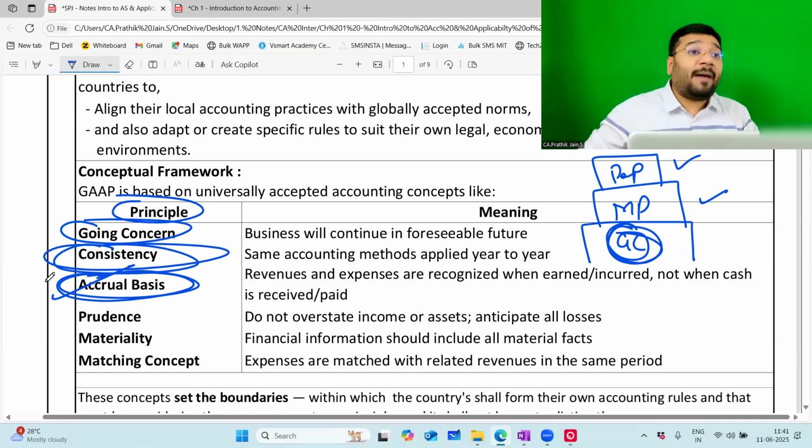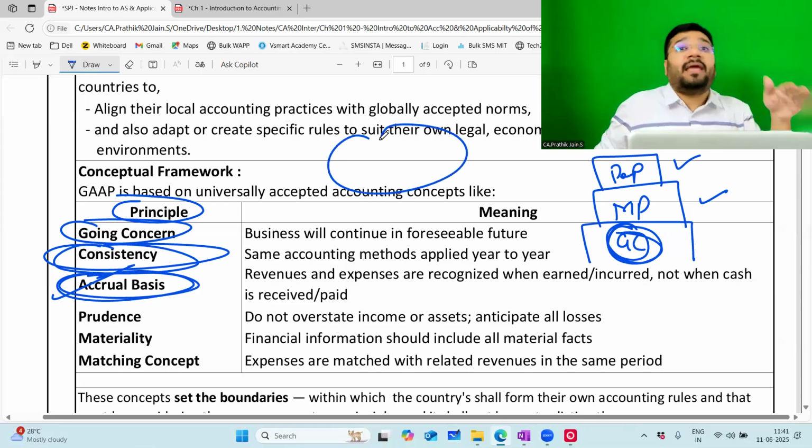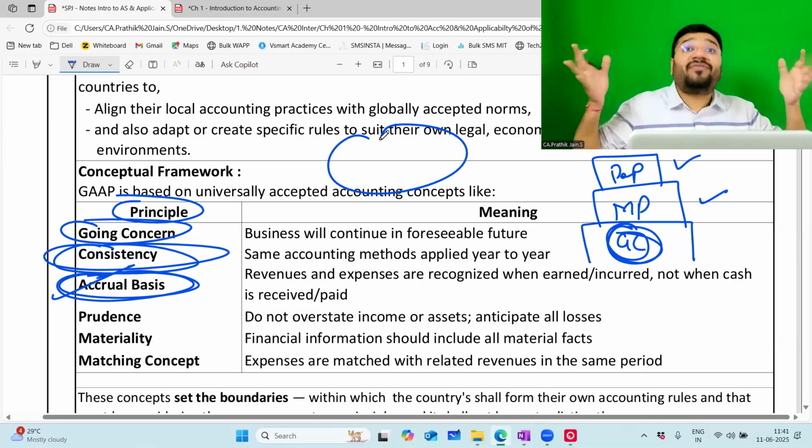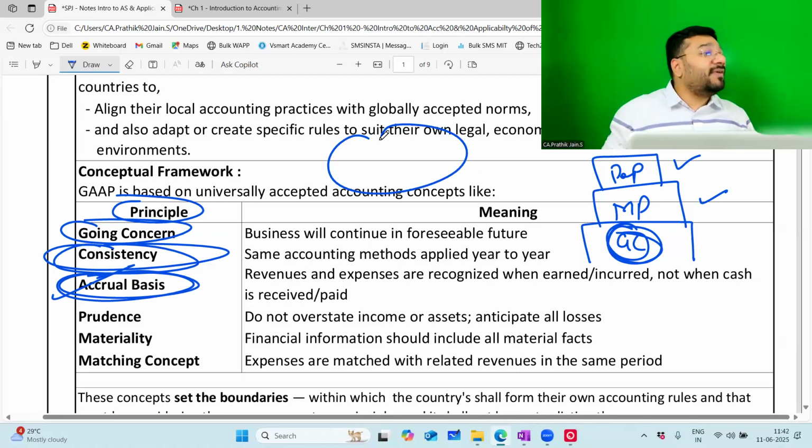Because GAAP is very flexible. GAAP says you have to follow accrual. But again, GAAP is giving flexibility. Within this boundary, you can play. So who can follow cash? Who should follow accrual only? That has been defined by accounting standards. Are you able to understand? So GAAP is a broader framework. It is an outline structure within which every country has got their own rules and regulations. So 80% of the accounting standards of India, Ind AS, IFRS, everything is based on GAAP. 80% is based on GAAP. The remaining 20%, 30%, people have modified according to their country's economic, legal, and business scenarios or tax scenarios, whatever it is.